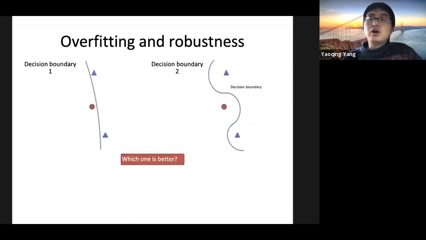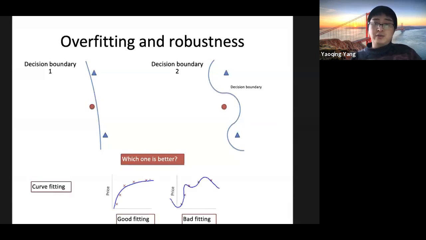In this talk, we're going to propose a way to measure and mitigate the overfitting issue in robustness problems. But before we go there, I want to clarify a little bit about overfitting in robustness. Let's say we have two types of decision boundaries that can partition triangles from the circles, one on the left and one on the right. Which one do you think is better from the perspective of reducing overfitting?